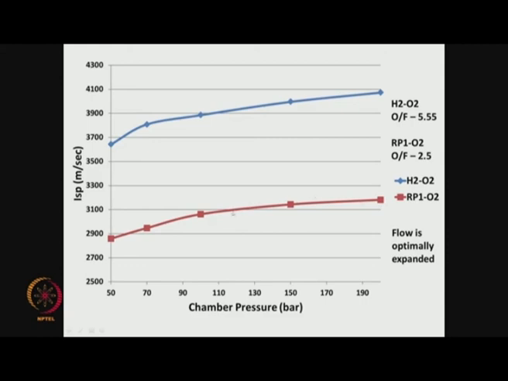This is because, one, the molecular weight of hydrogen is much lower, and therefore, you will find that the C star values for hydrogen systems will be larger than what you would get with kerosene, and therefore, you get a very good specific impulse with hydrogen and oxygen systems.